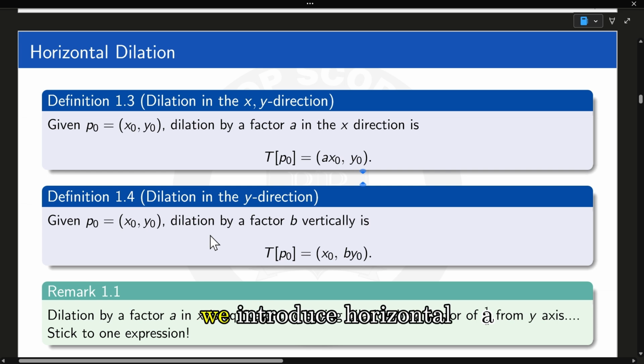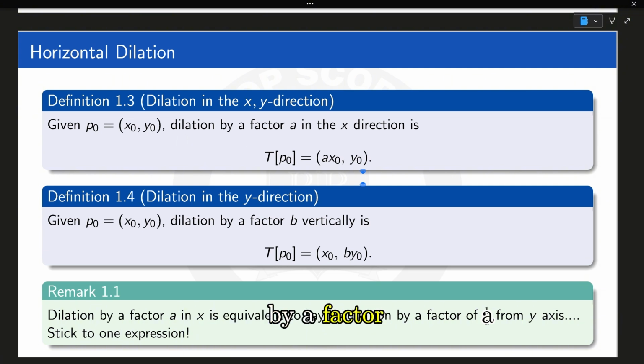Now, next up, we introduce horizontal and vertical dilation. If we are given a point P0 and we would like to dilate it by a factor of a in the x direction, then the result is simply a times x0 in the x-coordinate, and the y-coordinate is unchanged. Similarly, if we want to dilate in the y direction by a factor b in the y-axis, then we simply multiply the y-coordinate by b.